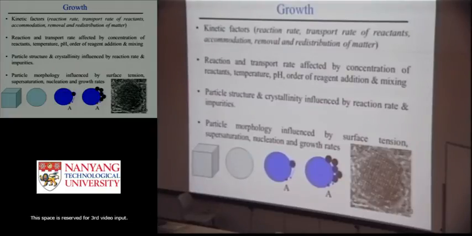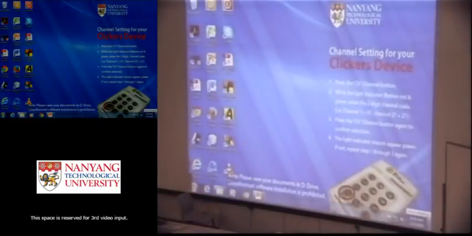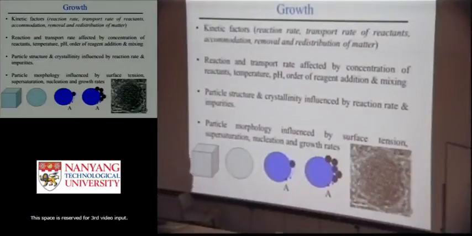Then the accommodation process. Once the reaction starts, it will generate new atoms or molecules. How will those new atoms or molecules be absorbed on the nuclei? Nucleation started and generated nuclei, and those newly generated atoms or molecules should be absorbed on the surface of the nuclei for the nuclei to grow bigger and become nanoparticles. Later on, I will talk about how this accommodation process will affect the crystallinity.